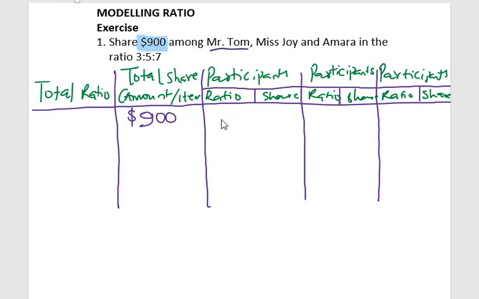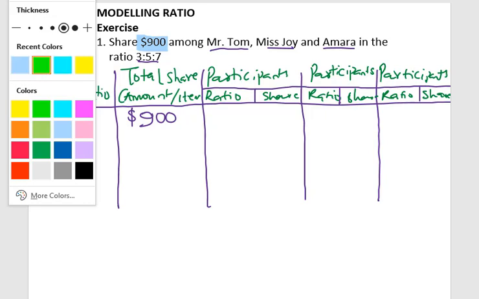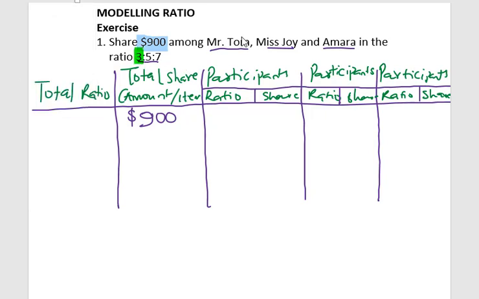Participants: we'll have Mr. Tom, participant 1. We'll have Miss Joy, the second participant, and Amara, the third participant. Now they said in the ratio 3:5:7. So the first person has 3, that's for Mr. Tom. The second person has 5, for Miss Joy, and the third person has 7, Amara. So their ratio will have 3, 5, and 7.